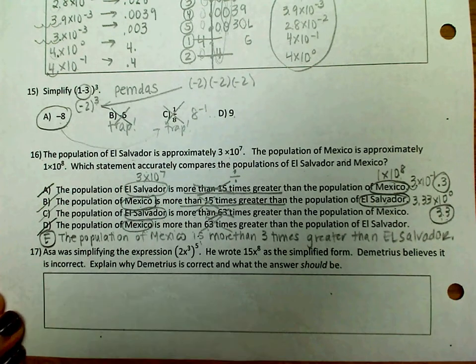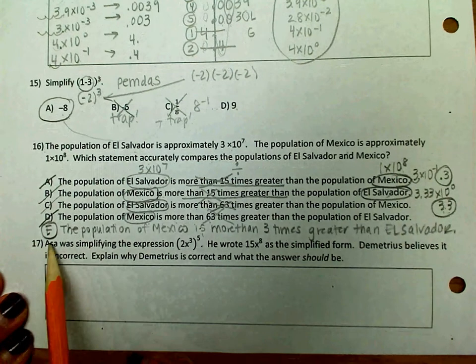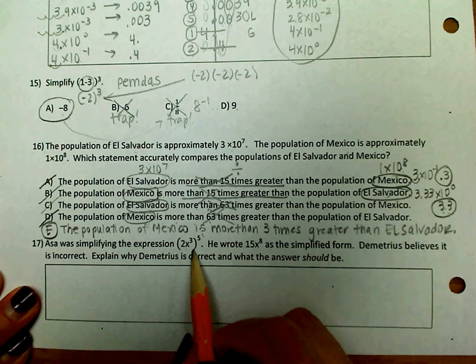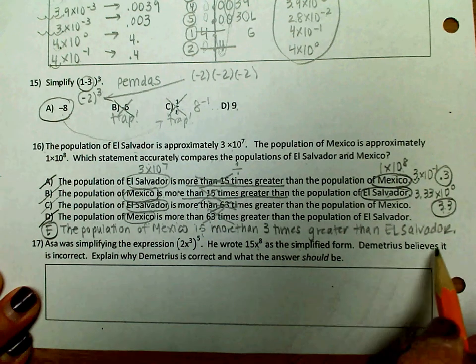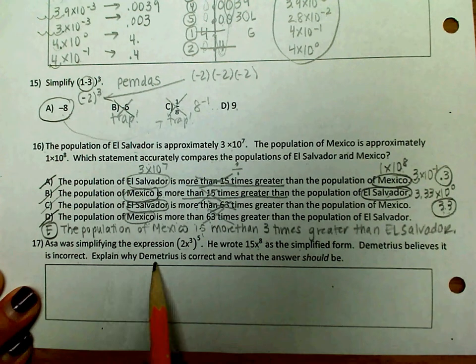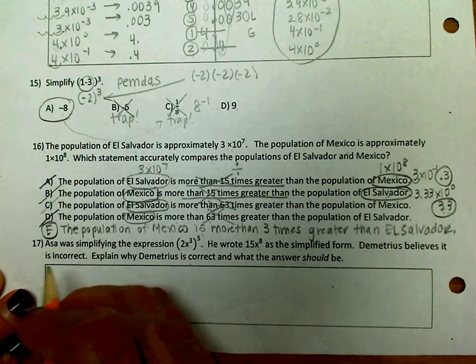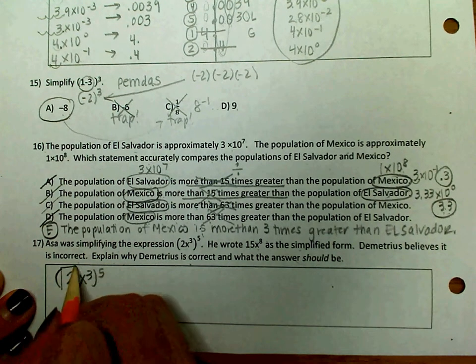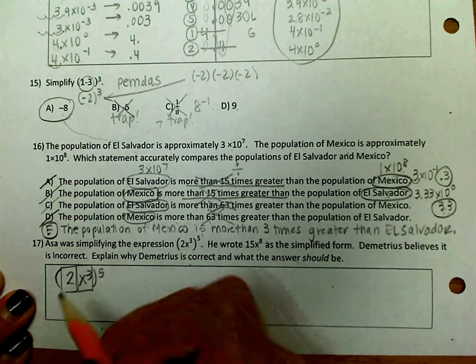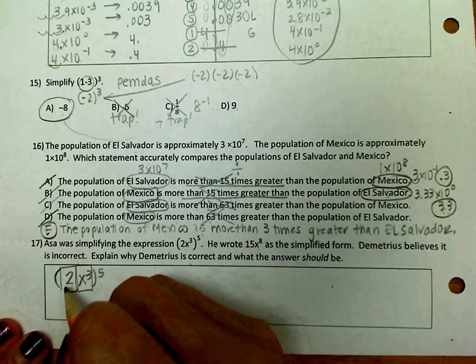Number 17, Asa was simplifying the expression. He wrote 15x to the 8th as the simplified form. Demetrius believes it is incorrect. Explain why Demetrius is correct and what the answer should be. So let's go ahead and do this, guys. Please draw your windows, and every window you need to make visible its base and its exponent.